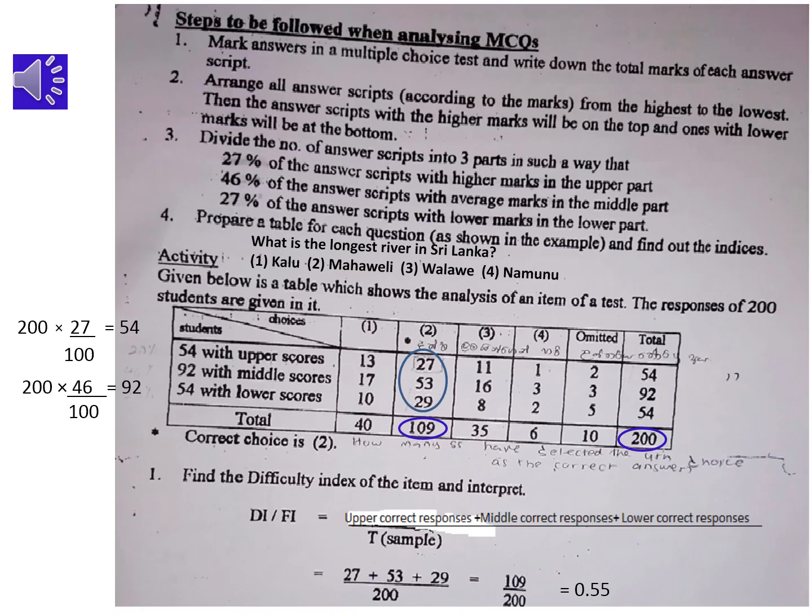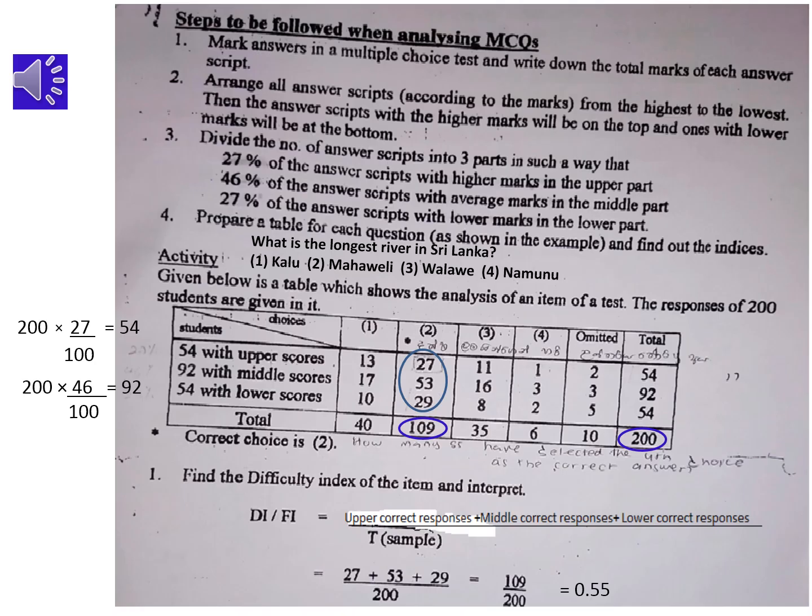There are 4 choices. Remember those terms? There are 4 choices. What are those 4 choices? 1, Kalu, 2, Mahavali, 3, Walave, 4, Namunu. Right. Then 1 choice is correct. That's the key. Right? You can see under the table, they have put a star mark and written the correct choice is 2.